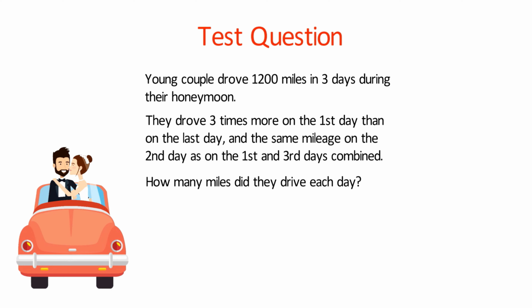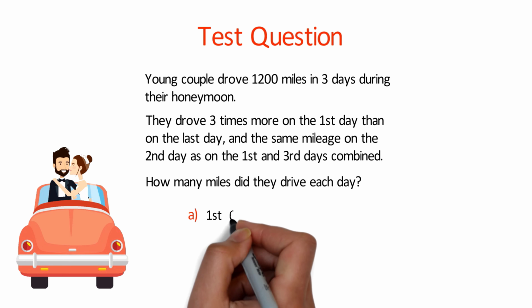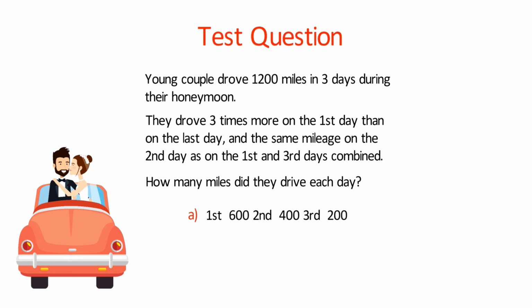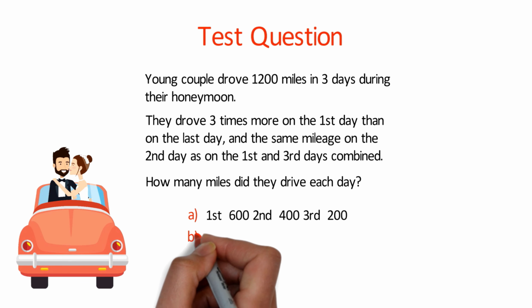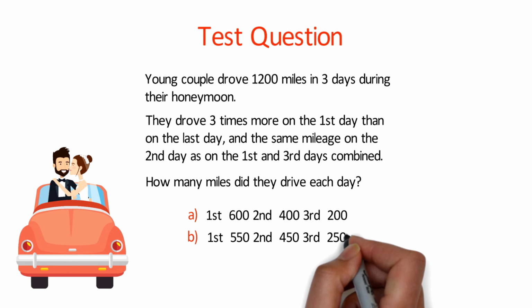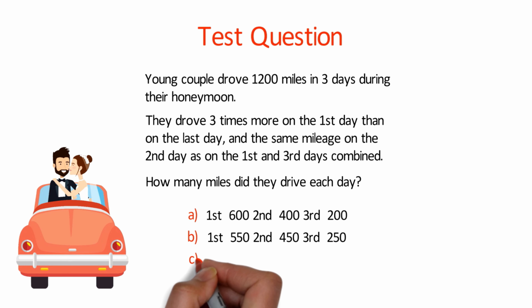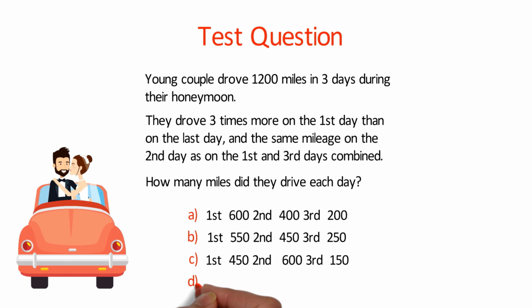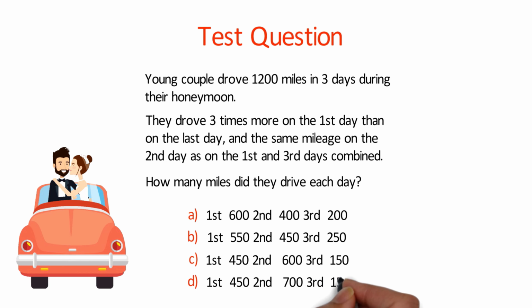You have 4 different choices. For the first, second, and third day, you have choices of A, 600, 400, and 200. Choice B, 550, 450, and 250. For choice C, you have 450, 600, and 150. And for choice D, you have 450, 700, and 150.